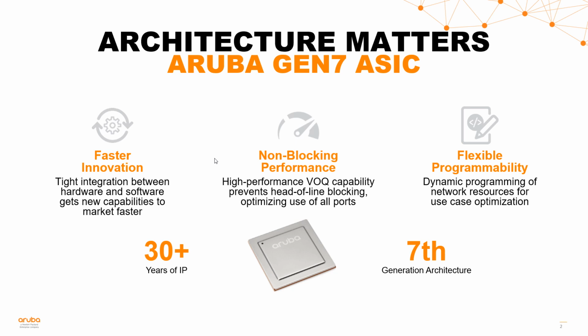We've built high-performance capabilities into these ASICs, which include virtual output queuing. This is really a capability which helps prevent head-of-line blocking and optimize traffic flow throughout a network. This is a capability that you often see in data center switches, but of course we've built it into the Aruba CX switches, the CX 6400 for example, and the 6300.